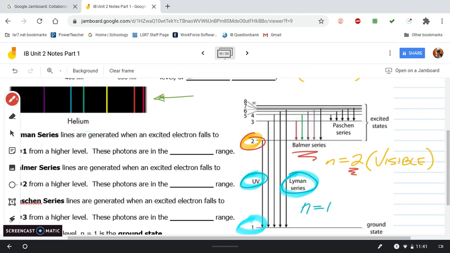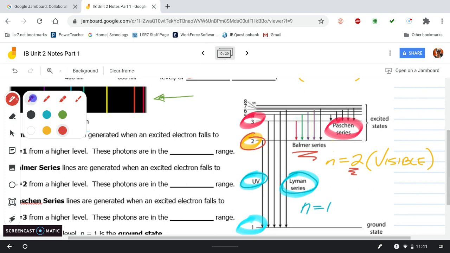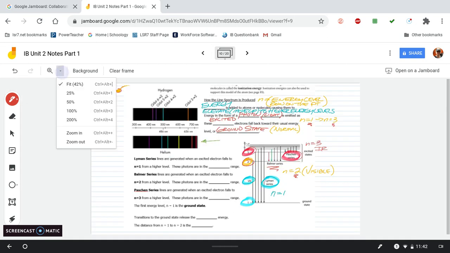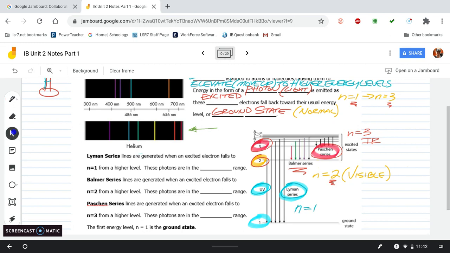Okay, and then the last one that you need to know is n equals 3, and that's the Paschen series, and that is going to be our infrared. So n equals 3 is going to be infrared. So can't see that one, right? So let's go over here to the notes. I'm going to change my zoom a little bit.